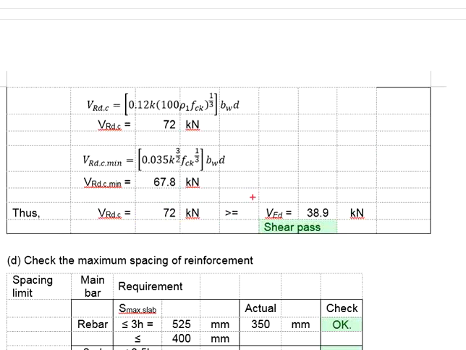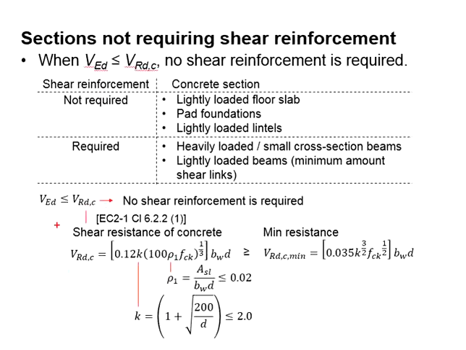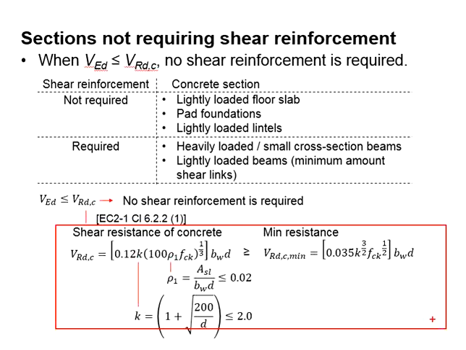In this case, the shear load is smaller than the shear resistance. That means the staircase is adequate to resist the shear loads without requiring shear reinforcement, since these two equations are meant to check whether shear reinforcement is required.